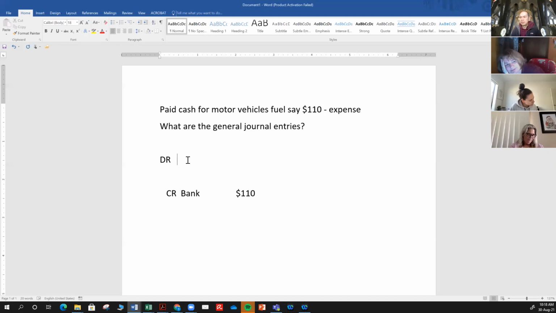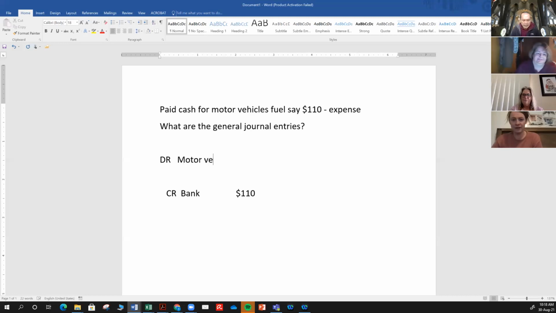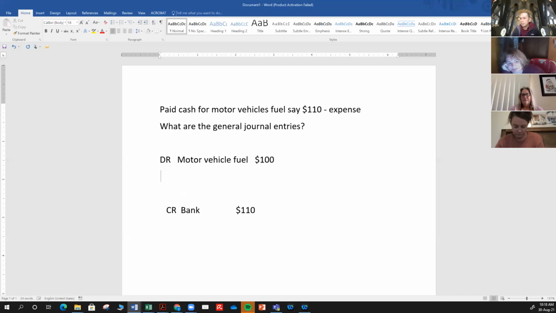So you debit the chart of accounts. Debit which account? That is my question. Expenses. Which expense? Motor vehicle fuel. How much? 110? Wrong. That's 100 and then $10 GST. Excellent, that is what I'm looking for. So we debit motor vehicles $100. We debit GST paid.